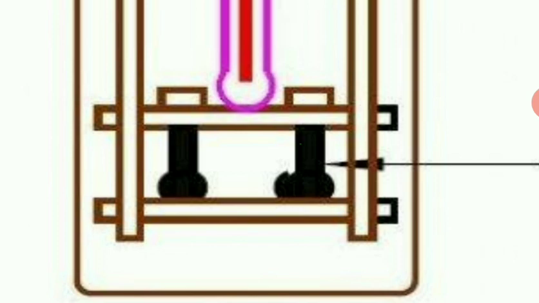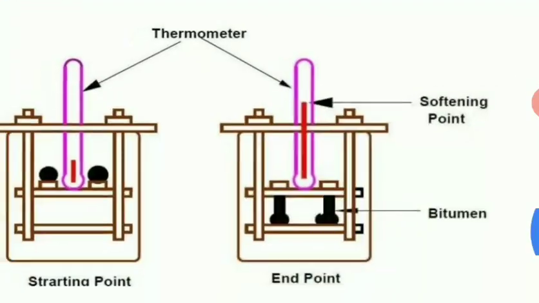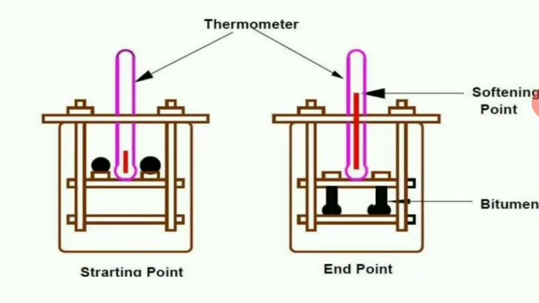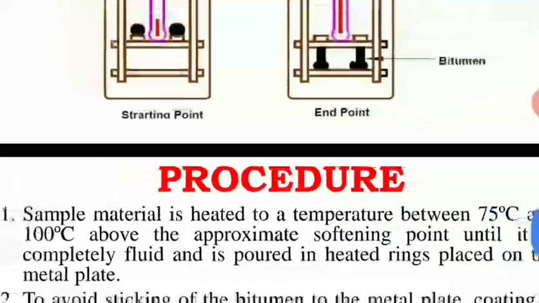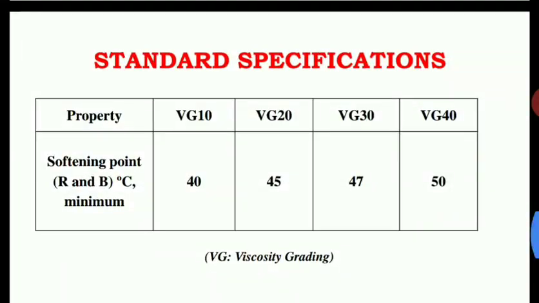Here you can see two different rings and two balls. First we need to note down the temperature at which the first ball touches the bottom plate, and similarly the temperature at which the second ball touches the bottom plate. We need to note down both temperatures. Most probably they will be the same, but we take the average value for the bitumen's softening point. This is the end of the procedure part.